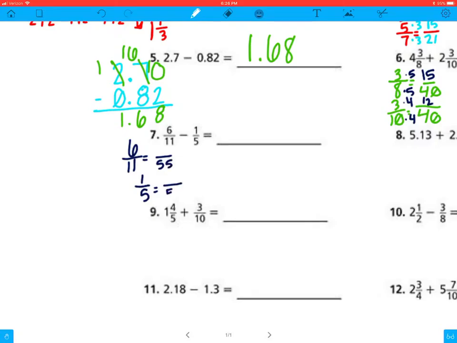So my 11 and 5 are 55. I multiply the 11 by 5 and the 5 by 11. So they kind of have like a mutual friendship. So 6 multiplied by 5 is 30, and 5 multiplied by 11 is 55. So 1 multiplied by 11 is 11. 30/55ths minus 11/55ths is equal to 19/55ths. That's a crazy number. 19/55ths of something.